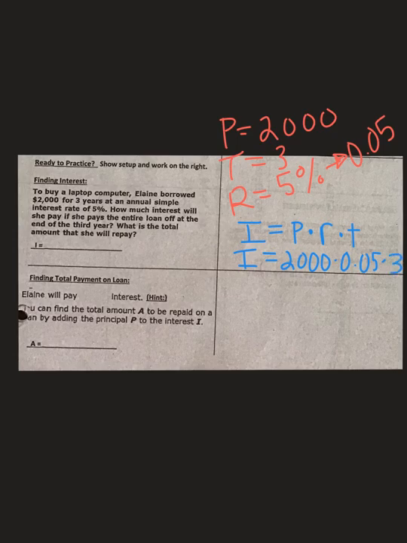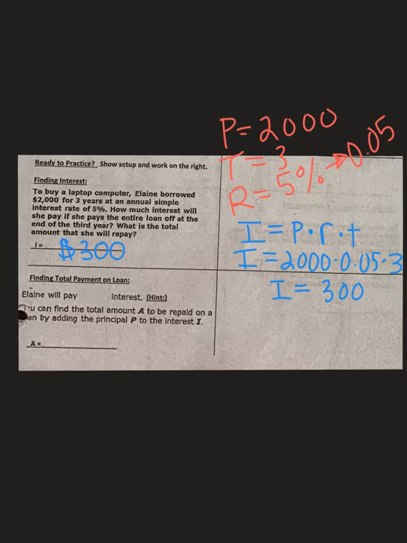Go ahead and plug this into your calculator. I'll give you a minute. Okay, you should have gotten an answer of our interest being $300. So back on the left, I'll put $300. Okay, so the first part is done.